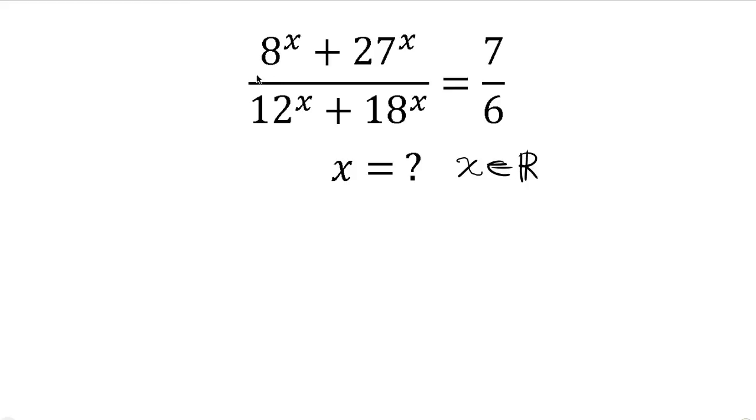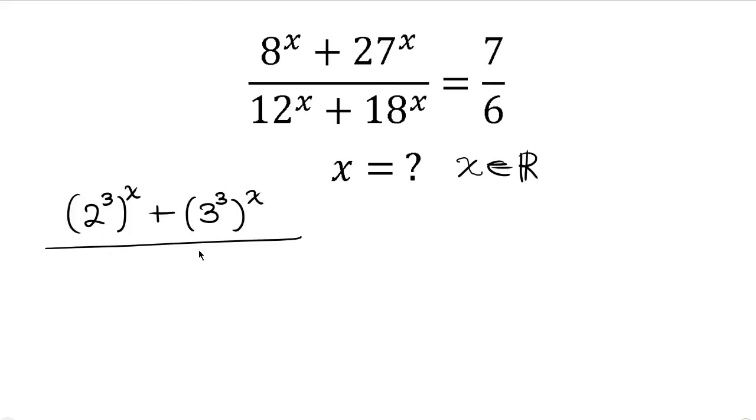8 is a perfect cube, which means it can be written as 2 cubed, and it is raised to the x. Plus, 27 is a perfect cube, which means it can be written as 3 cubed, and it is raised to the x. All over the denominator, 12. 12 is the same as 3 times 4, and 4 is 2 squared. Good. So 3 times 4 makes up 12, and this is raised to the x.